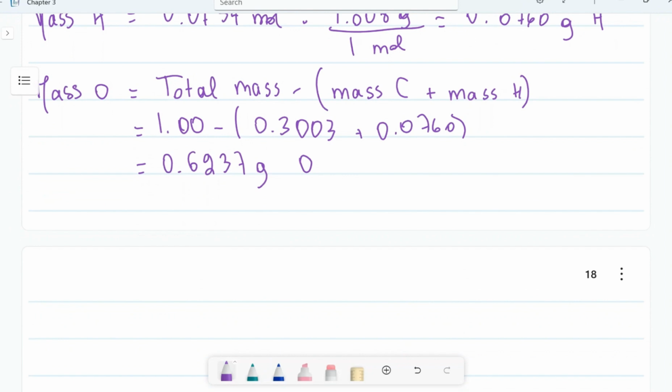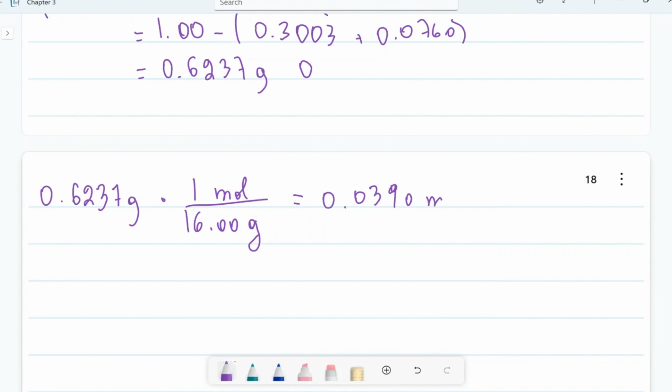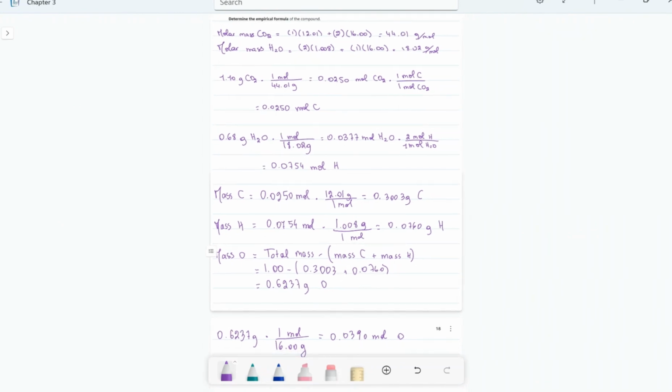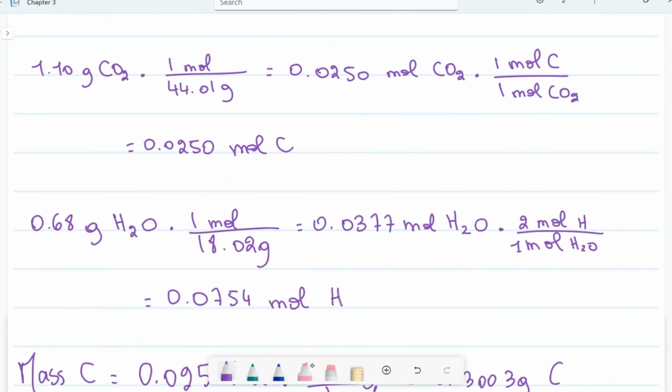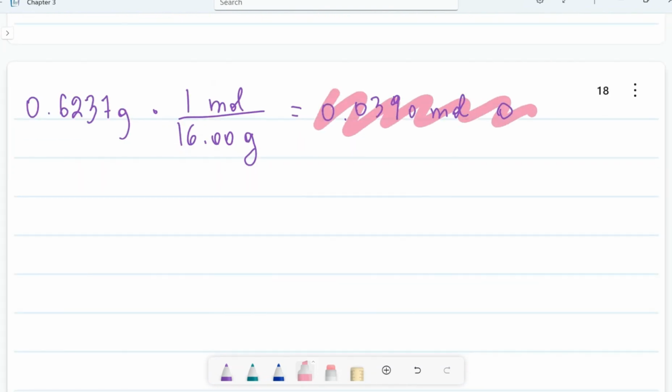Now that we have the grams of oxygen, let us find the number of moles of oxygen. So if we have 0.6237 grams of oxygen, we multiply this by 1 mole divided by 16.00 grams, which we can find in the periodic table. This is 0.0390 moles of oxygen. So let us look at what we have so far. Right here, we have the number of moles of carbon. Right here, the number of moles of hydrogen. And down here, the number of moles of oxygen.